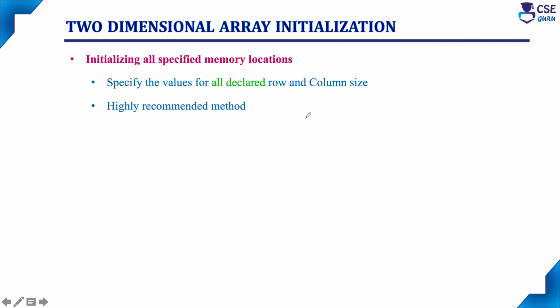Like one-dimensional arrays, there are different methods to initialize two-dimensional arrays also. The first method is initializing all specified memory locations. Whatever size we have allocated, for all those specified memory locations we are going to initialize the values. So, specify the values for all declared rows and columns. This is the highly recommended method.